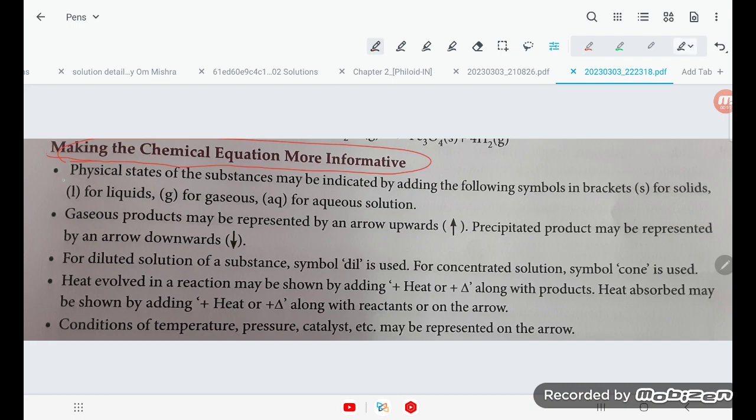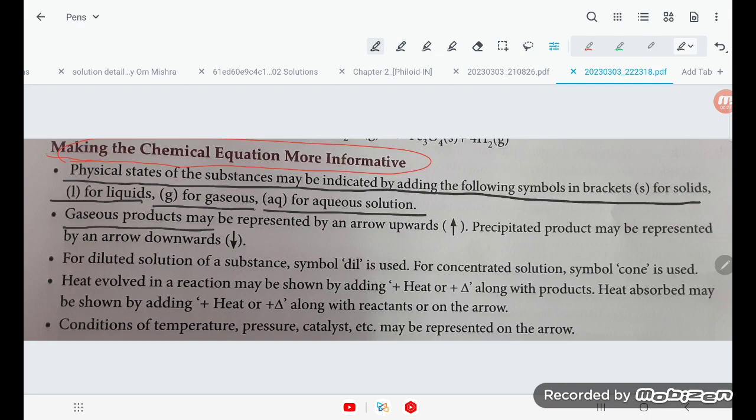So first point, the physical state of the substance may be indicated by adding the following symbols: brackets (s) for the solid, (l) for the liquid, (g) for the gas, (aq) for the aqueous solution.